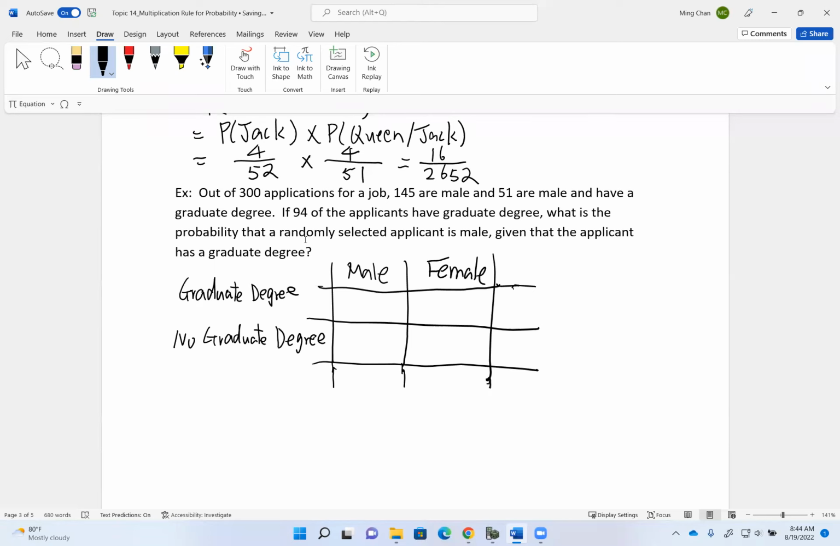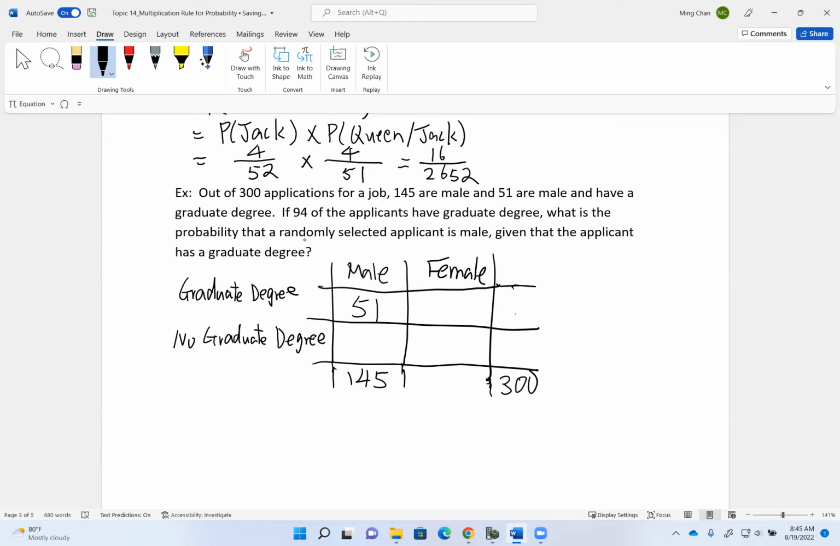First things first, we know there are 51 male who have a graduate degree. So graduate degree male, 51, goes here. 145 are male, so that's the total number of male. So where does 300 go? The 300 is the total number of applicants, so it goes right here in the bottom right corner. This extra space is where the sums are. If you sum up across, it goes here. If you sum up vertically, it goes in the bottom right.